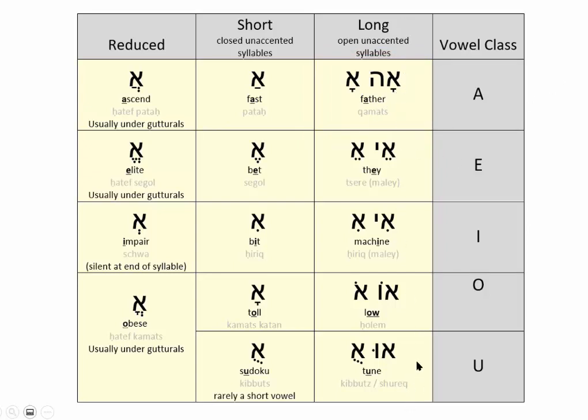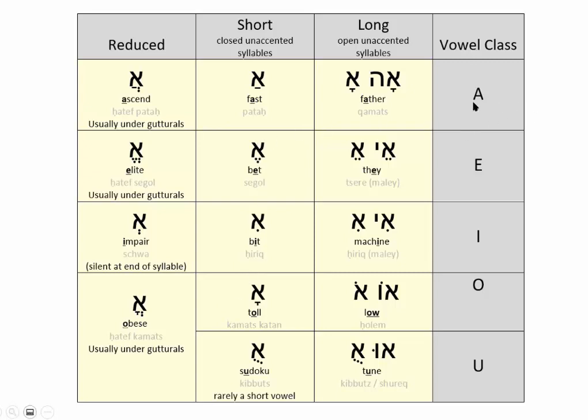Long vowels typically will appear in open, unaccented syllables. They can also show up in accented syllables, but it could be short or long vowels. But if the syllable is unaccented, then there is supposed to be a long vowel. Short vowels, on the other hand, will be in closed, unaccented syllables.